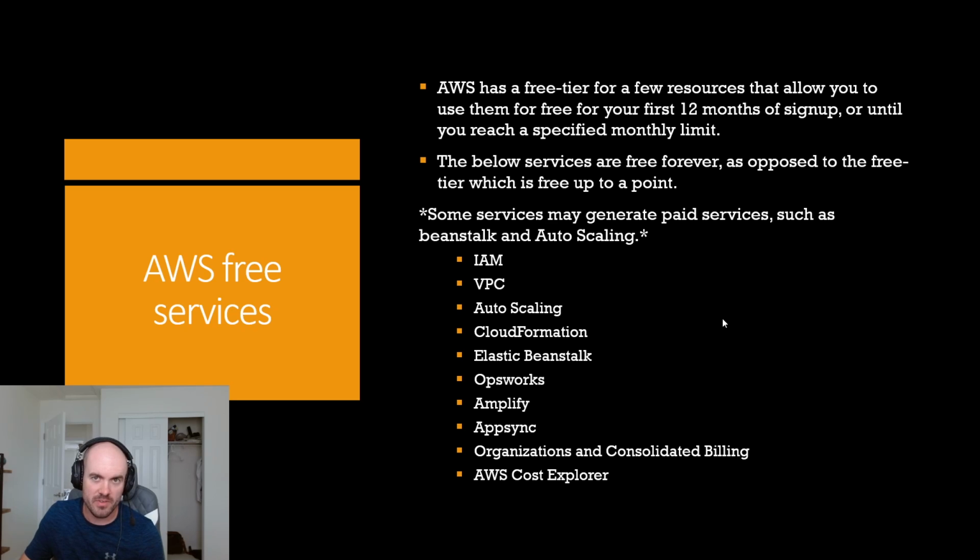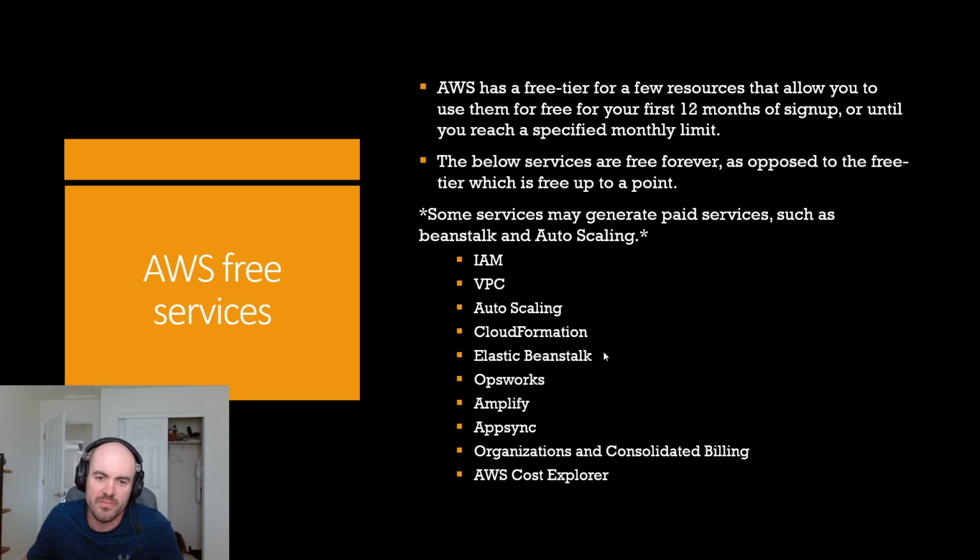Since we're on the topic of cost, there are a few services that are actually free. And then there's a free tier: when you first sign up for AWS, there are a few resources that allow you to use them for free for your first 12 months of creating your account or until you reach a specified monthly limit. So for example, EC2 and RDS are in that free tier. But these services below are free forever, as opposed to the free tier, which is free up to a point.